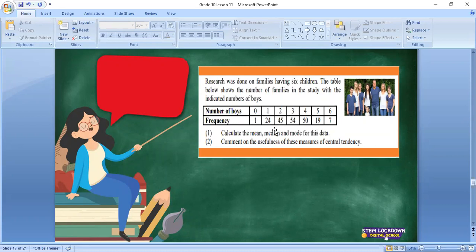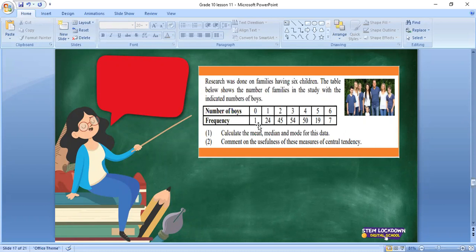And for the median, we said the middle one. The median is the middle number. So how do we get the median? You use your frequency. First of all, you need to find the total number of families that were investigated. To get that, we need to add up all their frequencies.